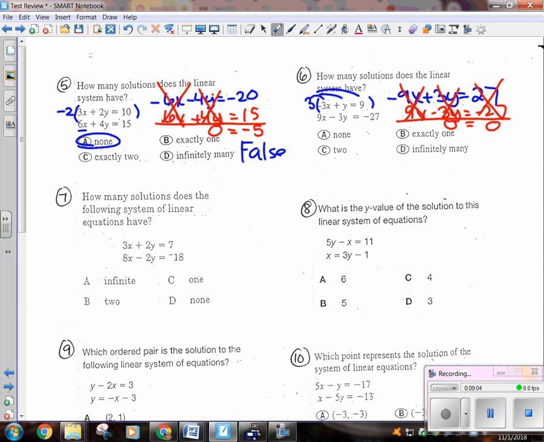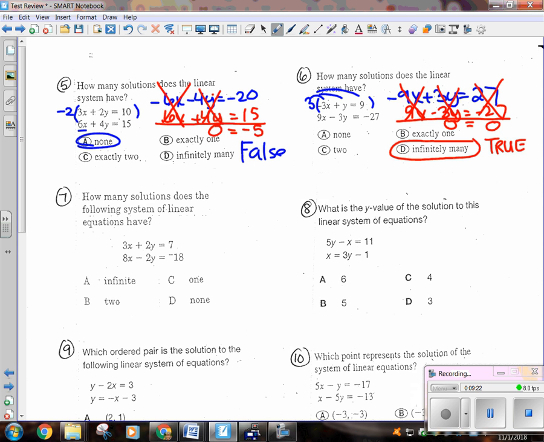Is 0 equal to 0? Yes. This is a true statement. And since that's a totally true statement and I do not solve for either x equal to an answer, that tells me I have so many answers that I can't write them all down. I have infinitely many answers.